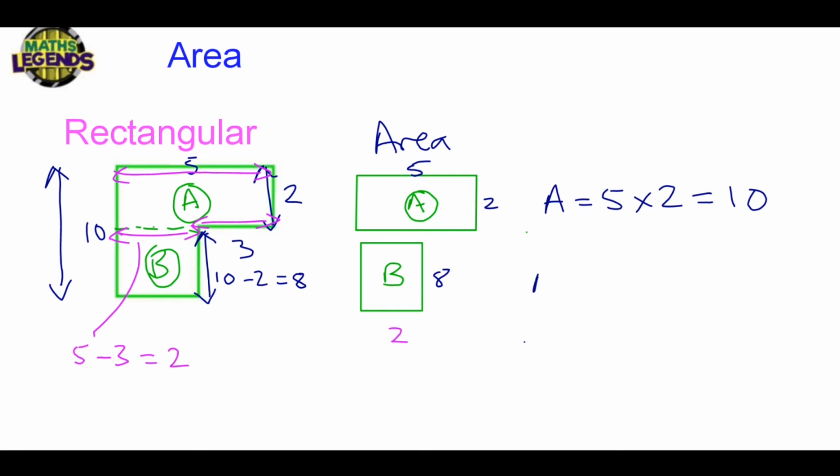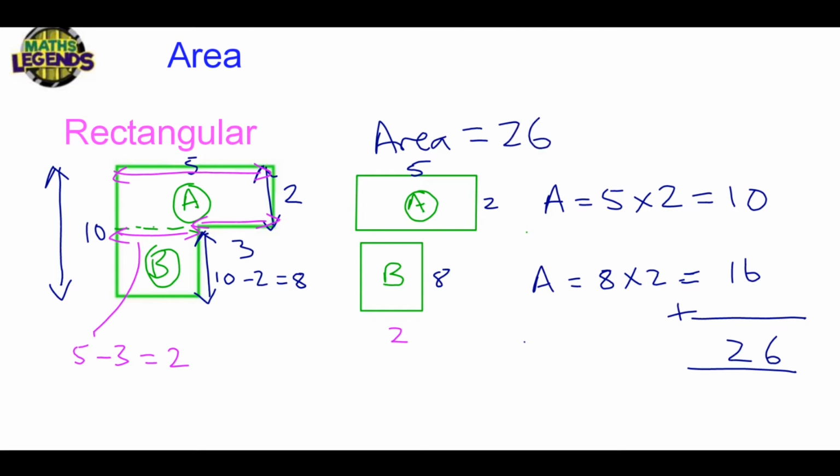Now for this one, our area is 8 times 2, which is 16. And then we need to add the 2 together. So that's 0 plus 6 is 6, and 1 plus 1 is 2, 26. So the area for the whole shape is 26. If all these lengths were in meters, then our unit here would be meter squared.